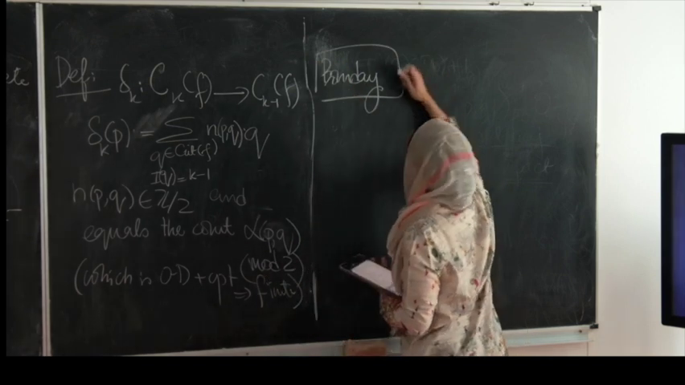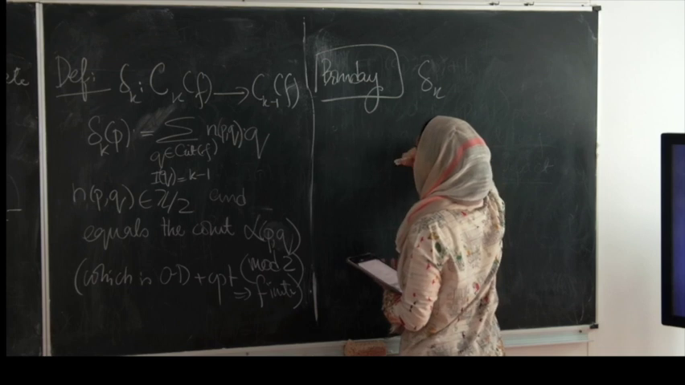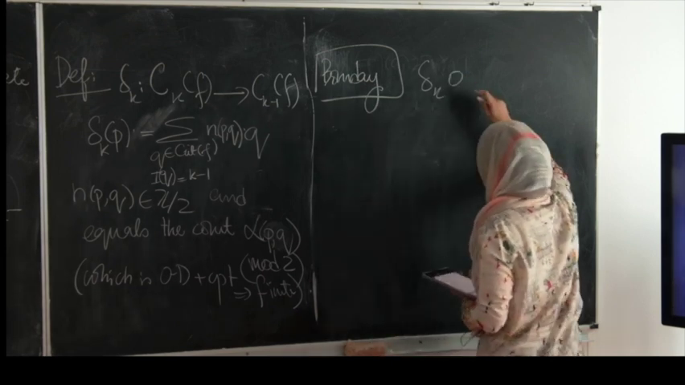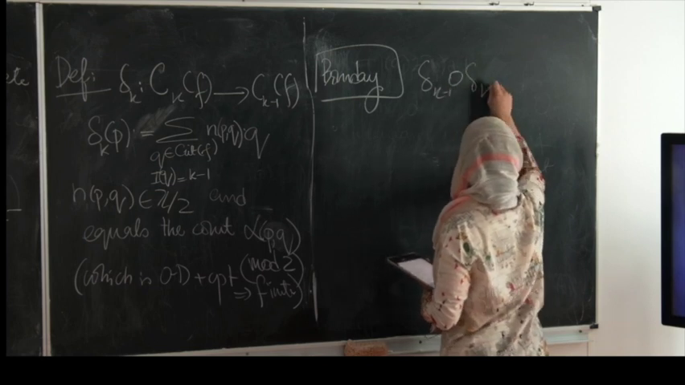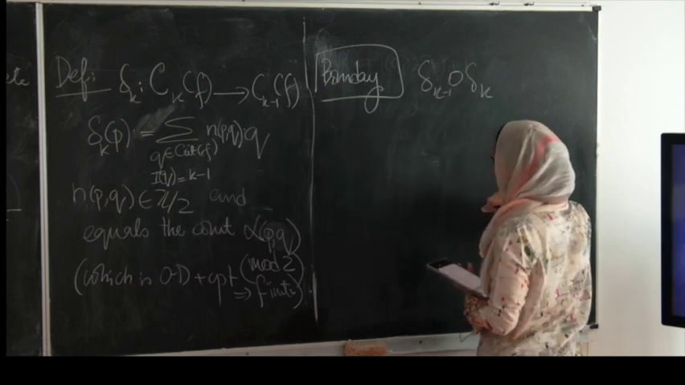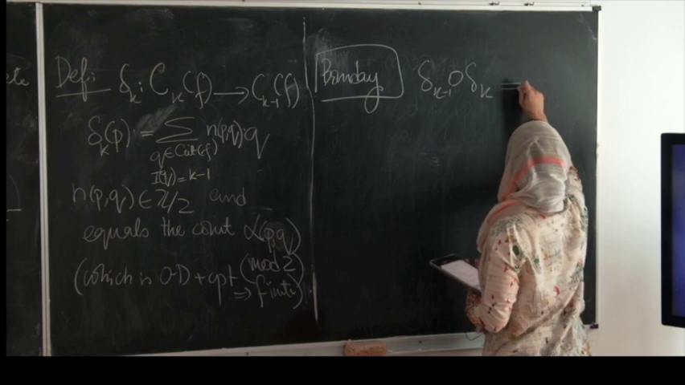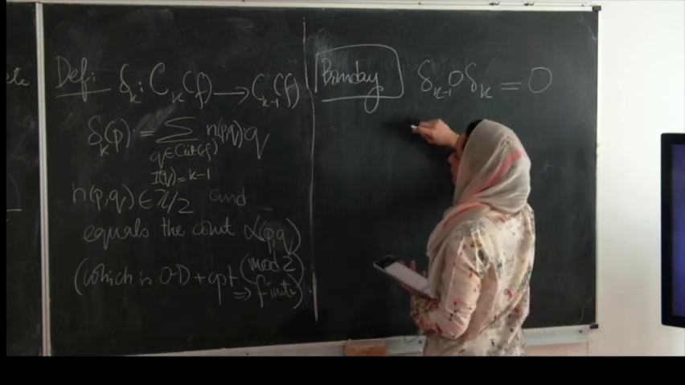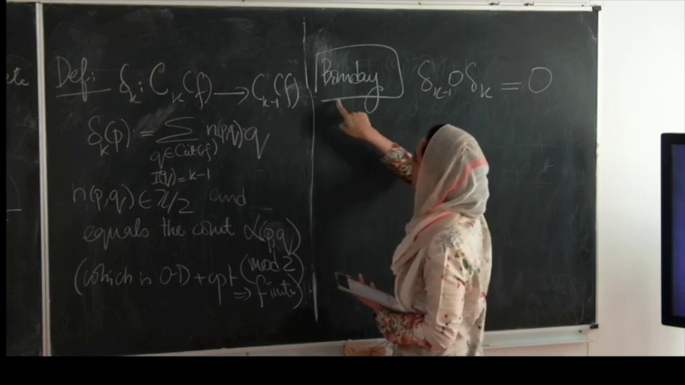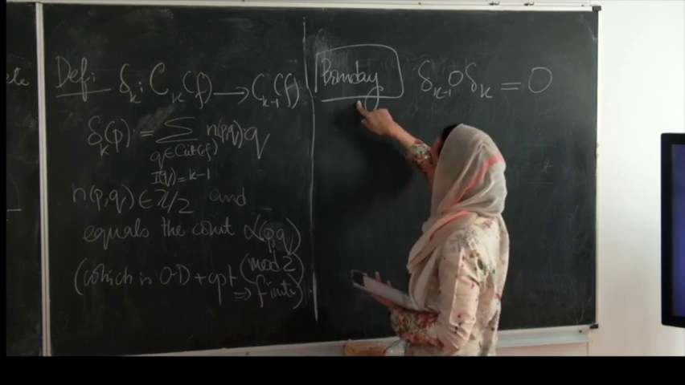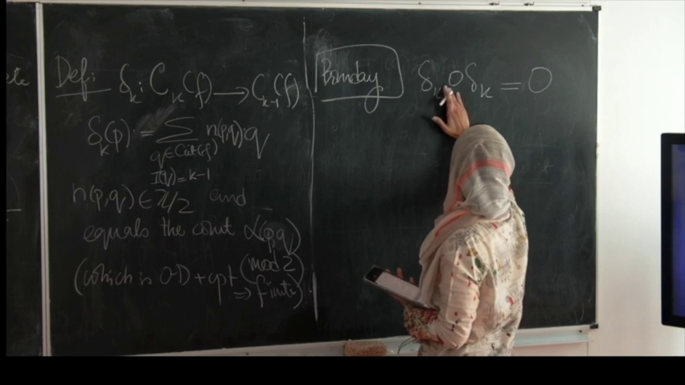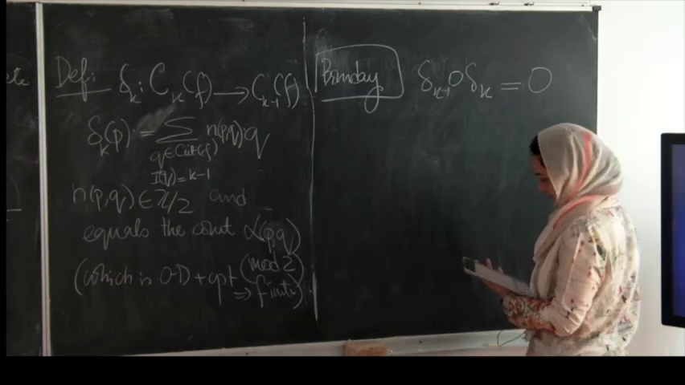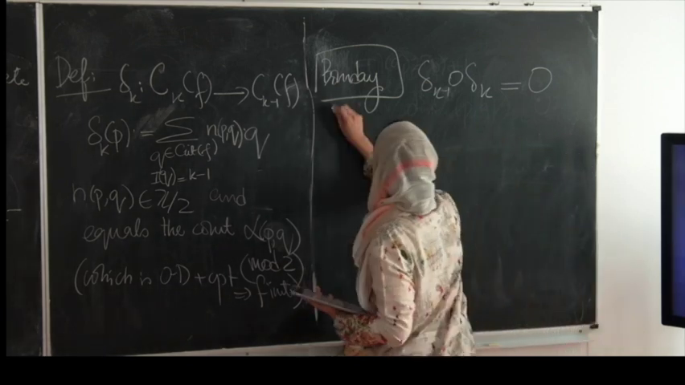So this delta k composed with delta k minus 1 is, sorry, did I write it the other direction? Yeah, but delta k minus 1 going over here, so it's delta k first, and then it's delta k minus 1. Yeah, that's fine. Okay, so this squares to 0.